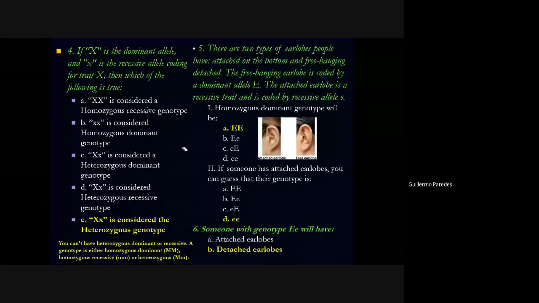Okay, let's go to the ears. There are two types of earlobes: people have attached on the bottom, and free hanging or detached. The free hanging, detached earlobe is the dominant allele, so detached is the capital letter. The attached earlobe is a recessive trait, and we are going to call it lowercase. You okay with that?